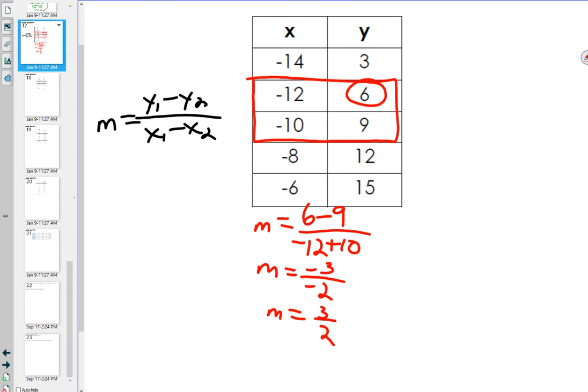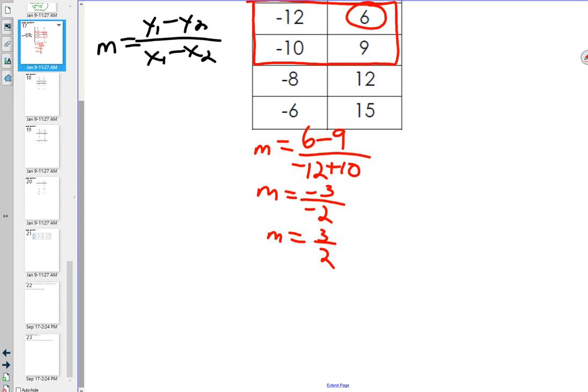Did anybody even get that far? Did anybody have that slope before I did? Yeah, I know you did. You did, Tazon? Cool. So then I'll let you pick the point to use. I have 5 points to pick from. It doesn't matter which one. You want to use the first one, -14 and 3? Okay, doesn't matter which one, but let's use that one.